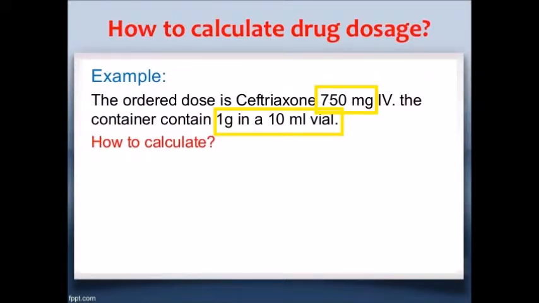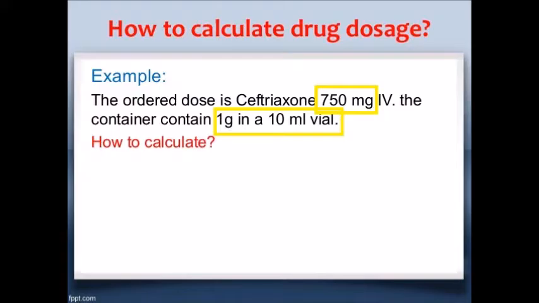Alright guys, so this first one's pretty straightforward. It just says that the ordered dose for Ceftriaxone is 750 milligrams via IV, and that it comes in 1 gram in a 10 milliliter vial. And the question is, how do you calculate that? Well, that's pretty straightforward. I already highlighted the 2 really important parts of this, which are that it's ordered at 750 milligrams and that it comes in 1 gram via 10 milliliter vial.